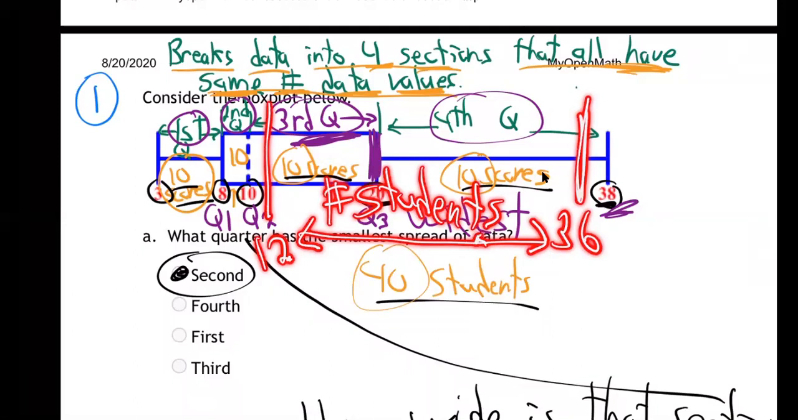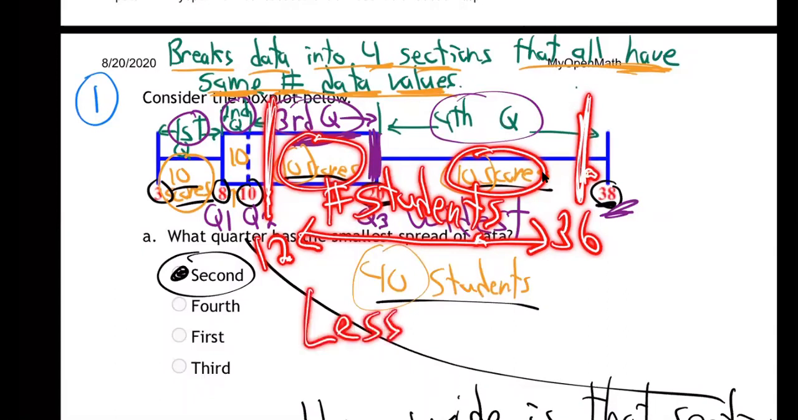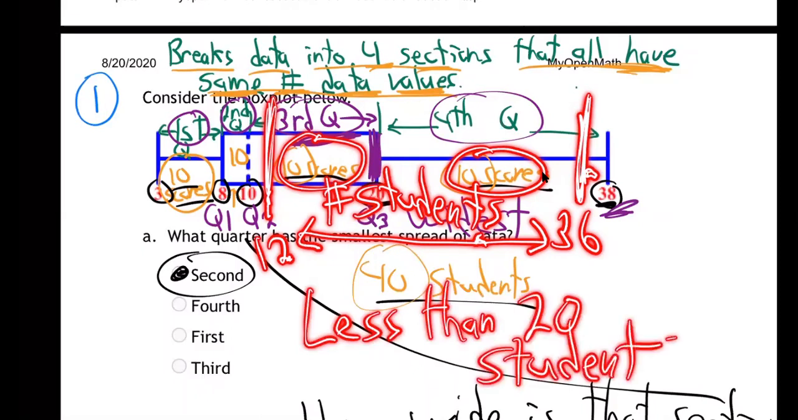Well, we know there's 10 students in the fourth quarter and 10 students in the third quarter. And this section from 12 to 36 almost uses those whole two sections, doesn't it? But not quite. So there'd have to be less than 20 students in that section. Wouldn't there be? Are you tracking with me? You see how I'm coming up with that?